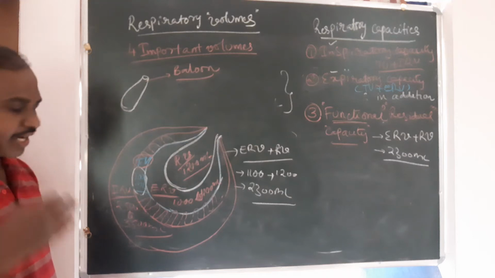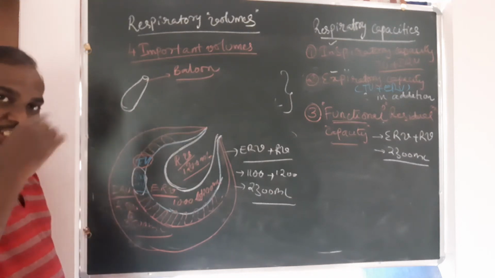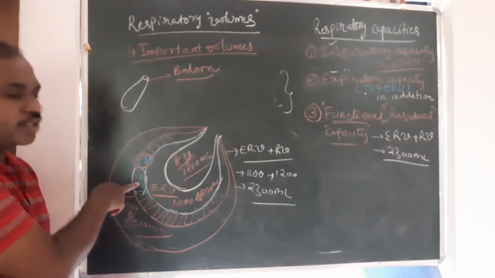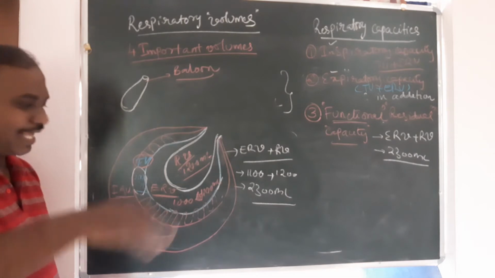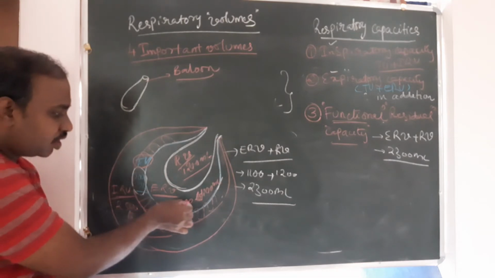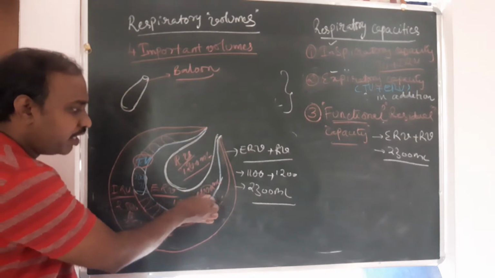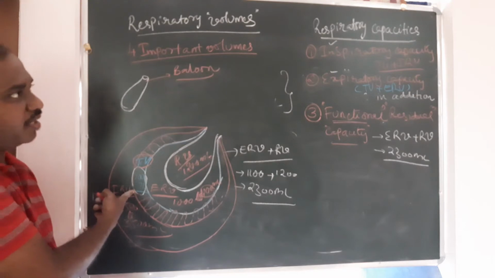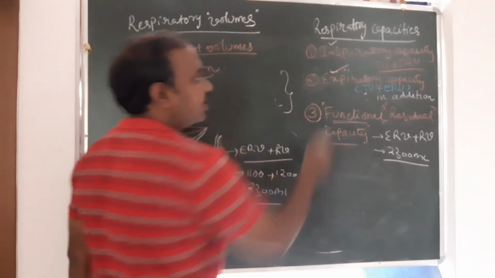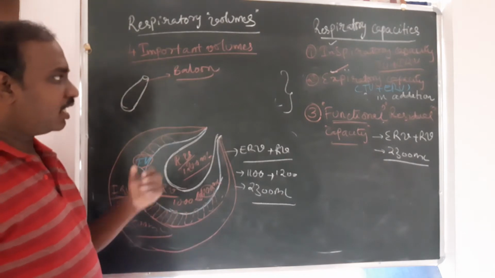Suddenly you are running, exercising, and you are expiring more air. In addition to that, how much air can you forcefully expire? You can forcefully expire a maximum of 1100 ml in addition to the 500 ml, right? In addition to the 500 ml, so that is your expiration capacity. So hope by this you would clearly know.